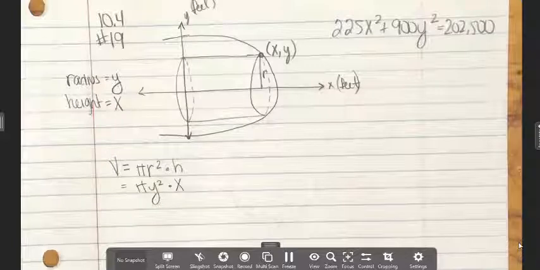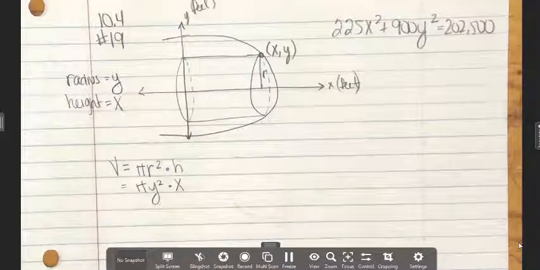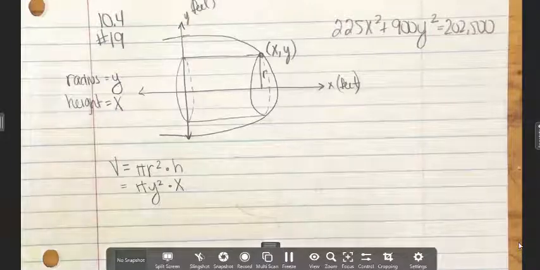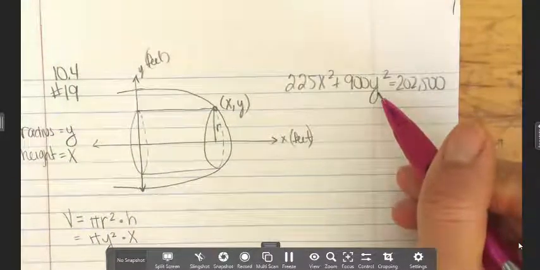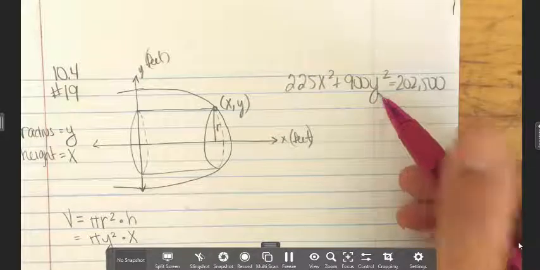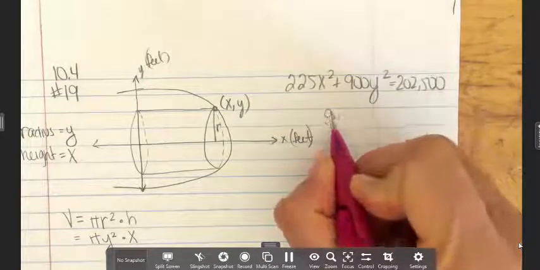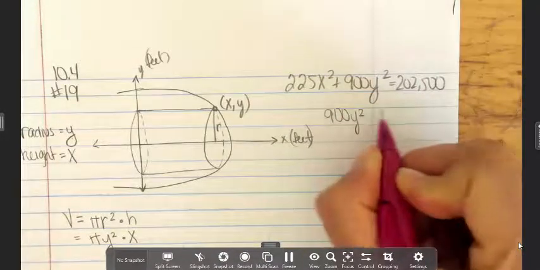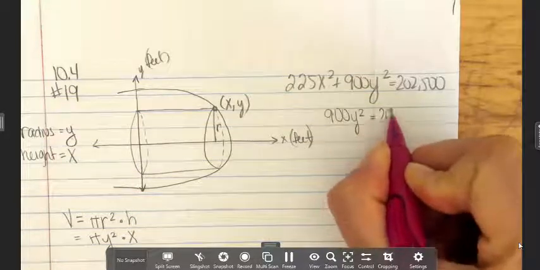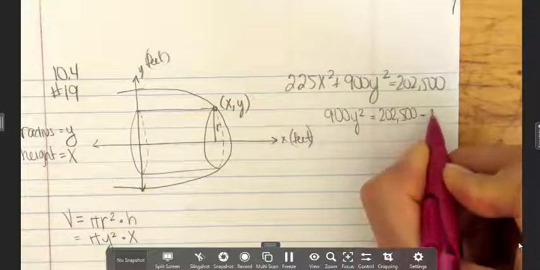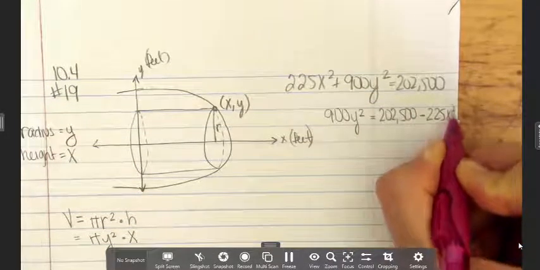It doesn't tell us what to do. We could either put everything in terms of x or everything in terms of y. I'm going to go ahead and put everything in terms of x. So I'm going to come back up here to this equation, and I'm going to solve for y in terms of x. So I know that I'll have 900 y squared equals 202,500 minus that 225x squared.